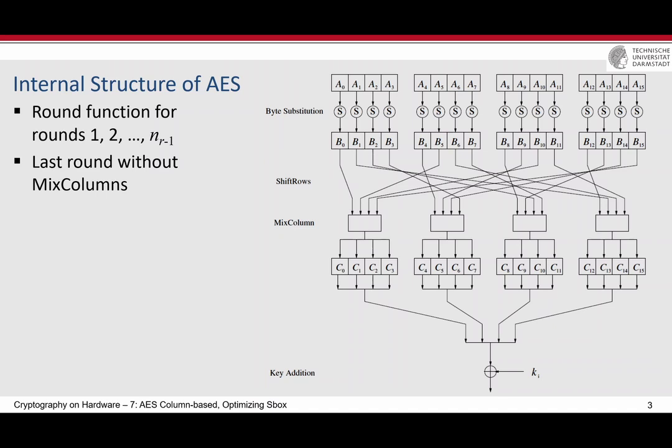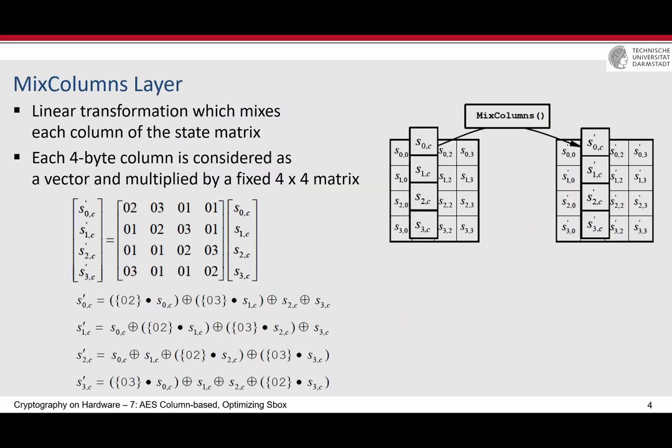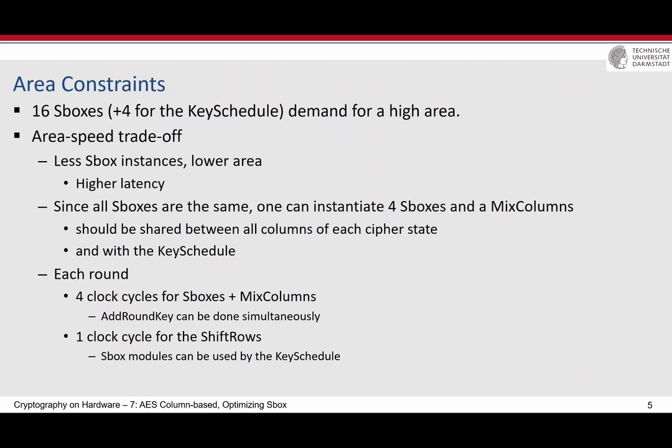and then realize the entire encryption function. Now, this is the idea, and for that you also need to use the Sboxes for the key schedule at the same time, because the G function of the key schedule also needs the Sboxes. You can think, okay, if you have 16 Sboxes and another extra 4 for the key schedule, that is a lot of area. By reducing this to the column-based implementation, you will have 4 Sboxes and one MixColumn, which is actually enough, and it can also realize the G function of the key schedule.